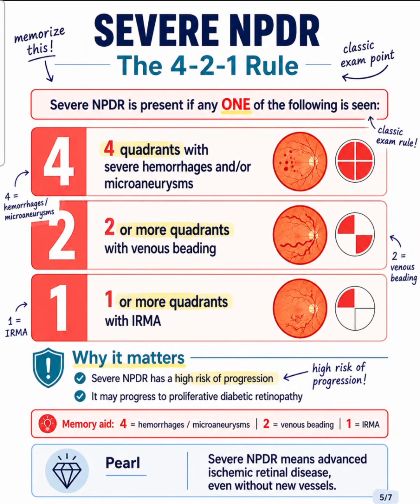Now remember the classic exam rule. Severe non-proliferative diabetic retinopathy follows the 4-2-1 rule. Any one of these is enough. Hemorrhages or microaneurysms in 4 quadrants. Venous beading in 2 or more quadrants. Or IRMA in 1 or more quadrants. This is high yield because severe non-proliferative diabetic retinopathy means advanced ischemic retinal disease, even without new vessels.